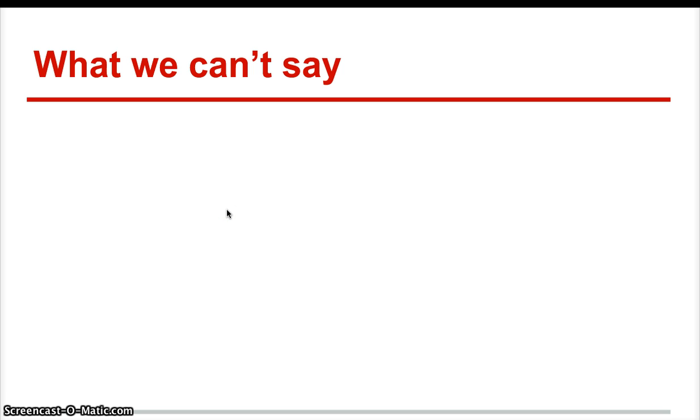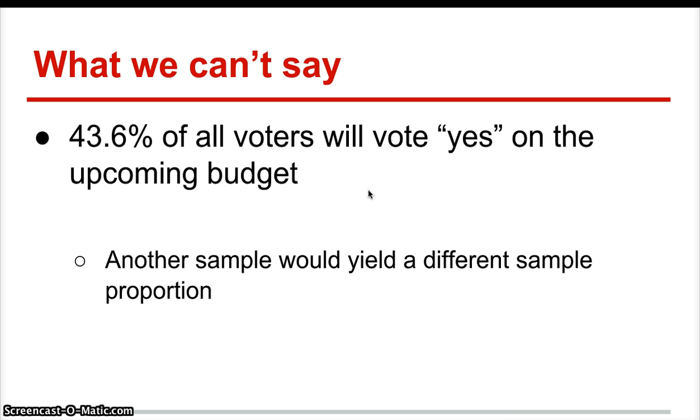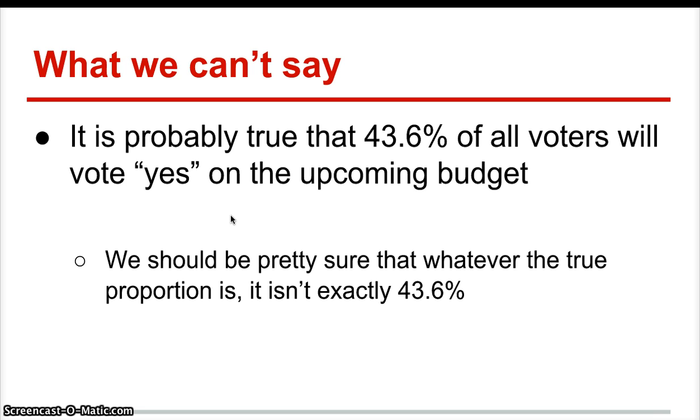The first are things we can't say. We can't say that 43.6% of all voters will vote yes. We can't say that because not all voters are like that. Our sample voted like that, and if you took another sample, most likely you would get a different sample proportion. Another thing we can't say is that it is probably true that 43.6% of all voters will vote yes on the upcoming budget. Again, we're not going to get that exact percent again. It may be near that, but it's not going to be that exact percent. So we can't say that we're going to get that on the upcoming budget.